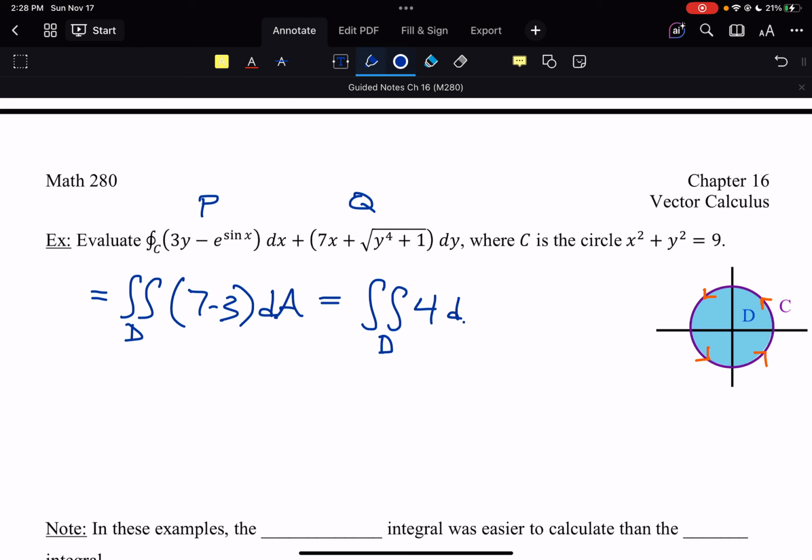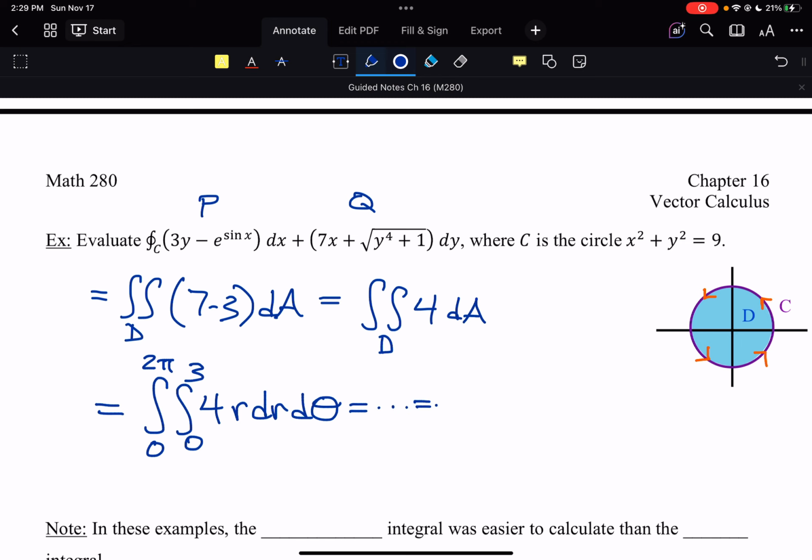Now, when it comes to evaluating the double integral, the new stuff is done, right? The Green's theorem part got us from here to here. Now that we get to this point, this is all double integral work. So we're integrating over a circular disk here, so we're going to go ahead and convert this to polar. So we're going to get the double integral of 4 r dr d theta, with r going from 0 to 3. That's our outer radius. And theta, we're going all the way around the circle, so that's 0 to 2 pi.